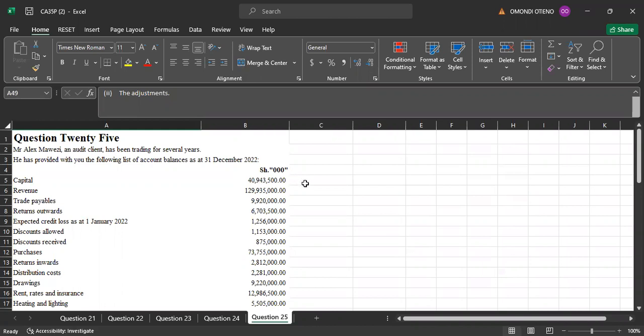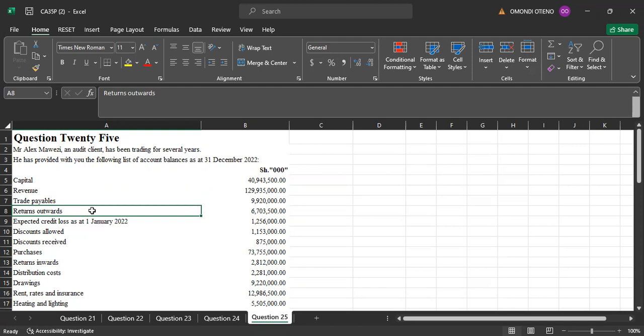Once you've been able to identify that, are you able to do the necessary transactions or adjustments, whereby an increase in capital account should be credited while decrease should be debited? Then revenue is an income statement item. We credit that. Trade payables is a balance sheet item which should be credited. That's a liability.